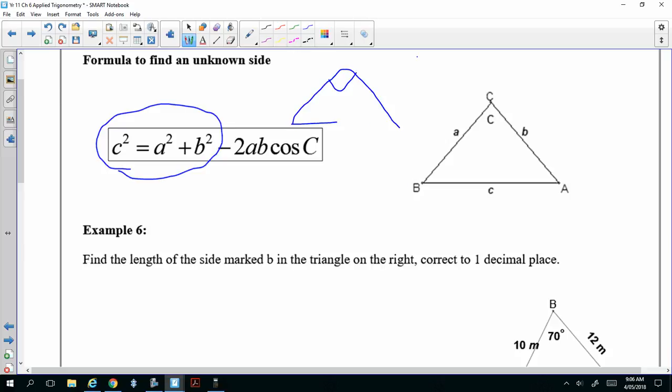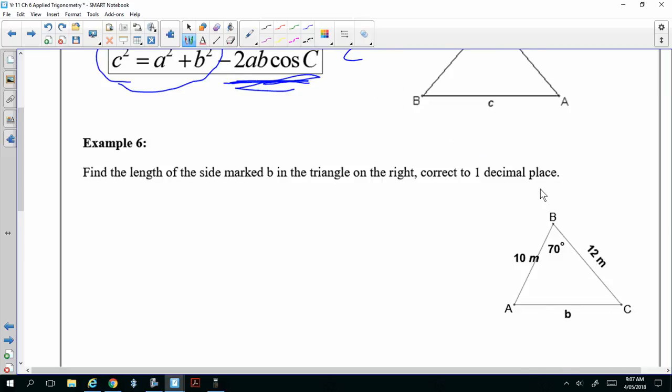So if I have a right angle here, a squared plus b squared equals c squared. But of course, if it's not a right angle, like C here, you add an extra bit. That's the easiest way to apply the cosine rule. Just remember the Pythagoras theorem, except you add an extra 2ab cos C. Okay? Okay, let's use the cosine rule.